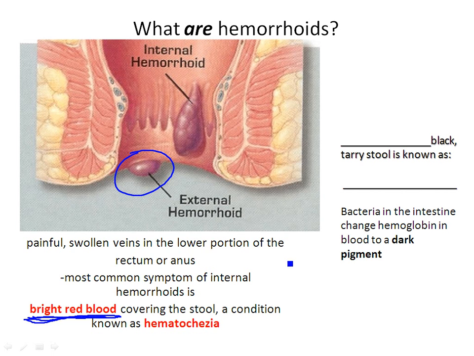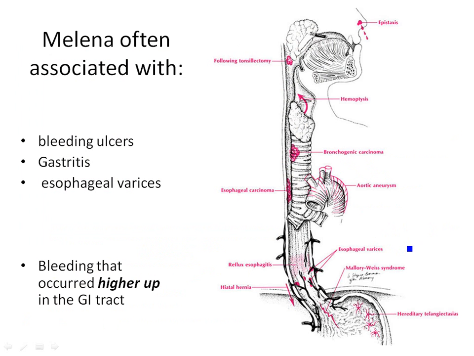Now, one of the reasons I bring this up is because there's another condition called melena that's very different and a very serious condition. And this is blood in the stool, but at this point it's a very dark color. You're not going to see the bright red. So it's a very different way of thinking about this, because bacteria has had time to change the hemoglobin and it becomes very, very dark. And the reason this is important is because melena is telling you that you have bleeding much higher up.